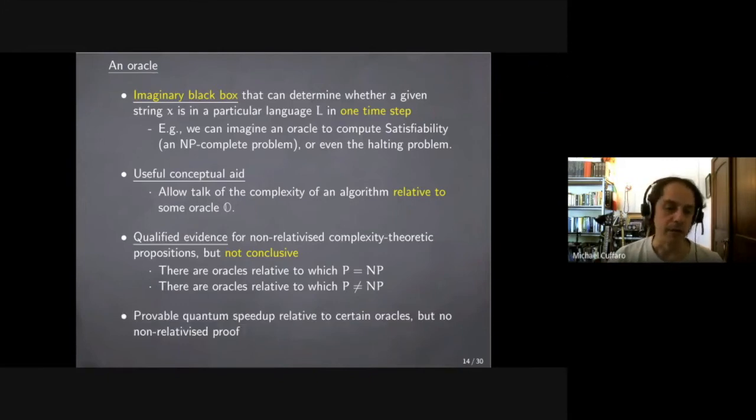And so in the context of quantum computing, I'm sure you've heard that there's no proof that quantum computers are more efficient than classical computers. What that means more specifically is that there's no non-relativized proof. But one can prove quantum speedup relative to certain oracles, and we'll see a couple of cases where that's true in a bit.